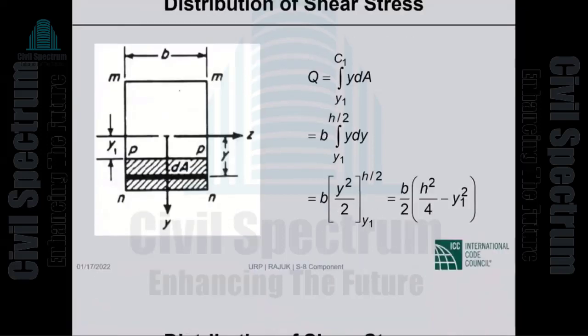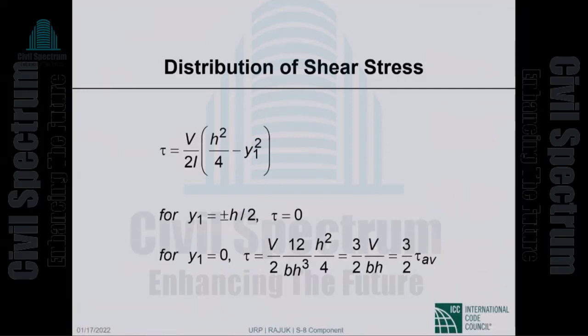So tau is given by this expression. At the top and the bottom of the beam, where y1 is plus h/2 or minus h/2, tau disappears as it should. When y1 is h/2, plus or minus, doesn't make any difference, tau comes out to 0. So at the top and the bottom of the beam, there is no horizontal shear stress, as we all know.